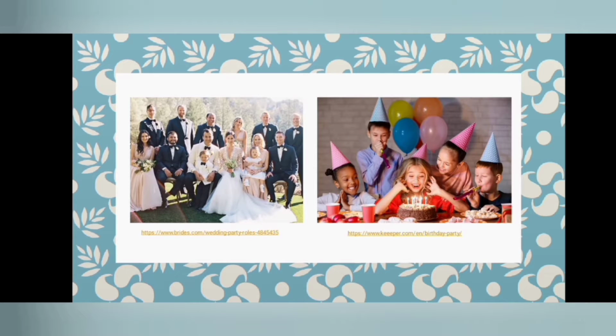What event is the first picture? Wedding ceremony. And the second one is birthday party. Excellent! Those are celebration events. So students, have you ever come to a celebration event? Or have you ever held a celebration event?